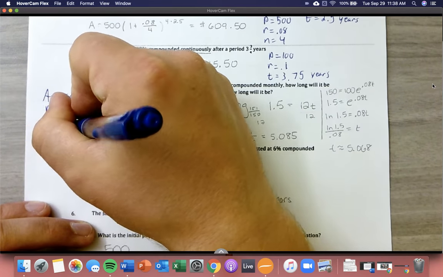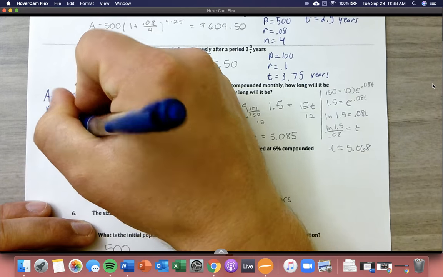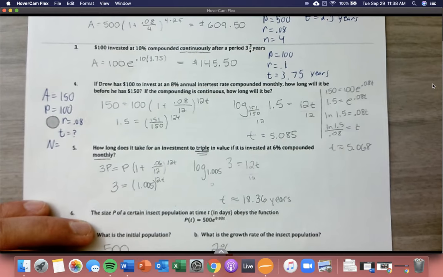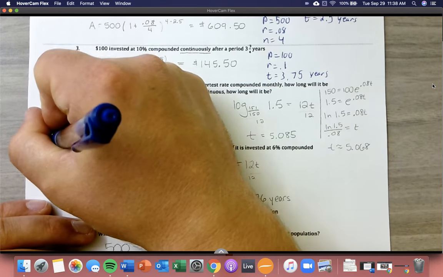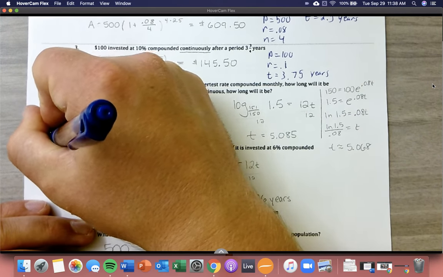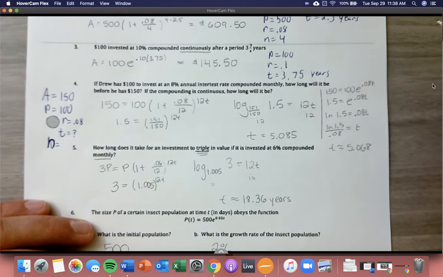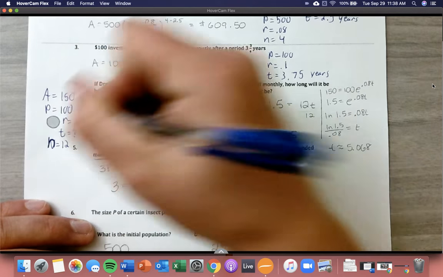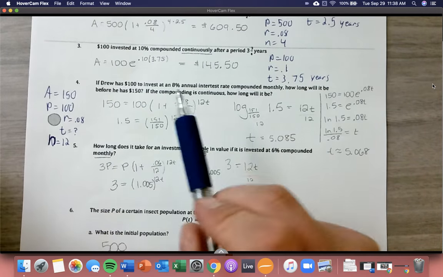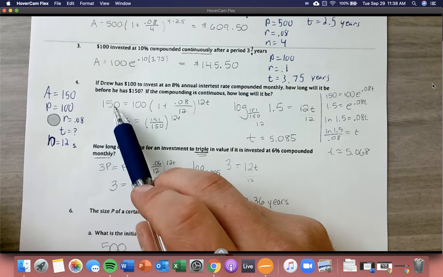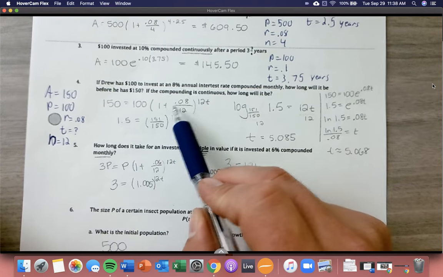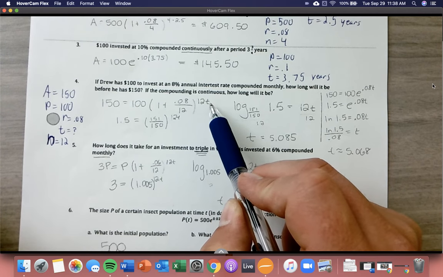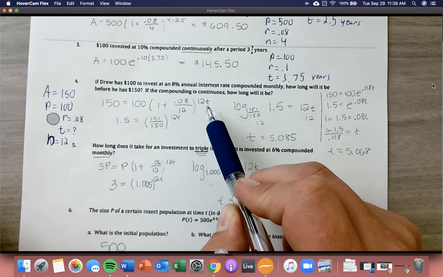And then obviously the n in this case, and I know I'm kind of running out of room here, or I guess it would be lowercase, but still. The n in this case would be, it's compounding monthly, so n would be 12. So just plugging these values in, A is 150, P is 100, that would be (1 plus 0.08 over 12), all raised to the 12 times t. So here we have to solve for t.